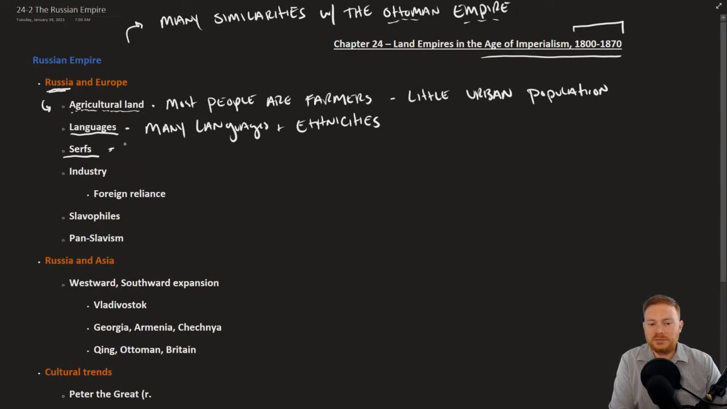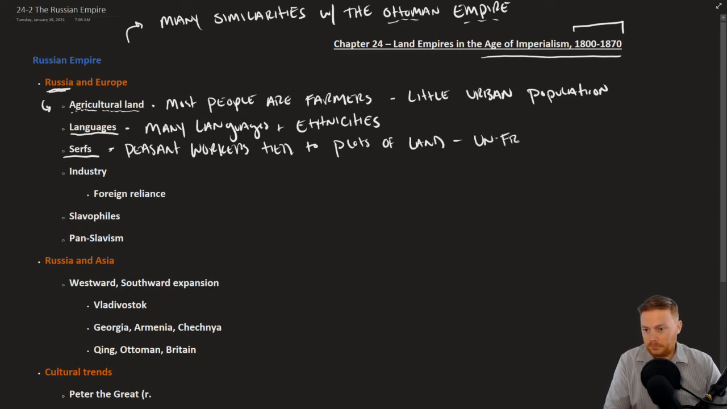And recall that serfs were peasant workers tied to specific plots of land. We would definitely consider this to be unfree labor. So essentially, we talked about serfs earlier, but a serf is somebody who is legally required to work on a specific plot of land, and they're not allowed to leave. They're not as maybe unfree as slaves, but they're certainly not free laborers.